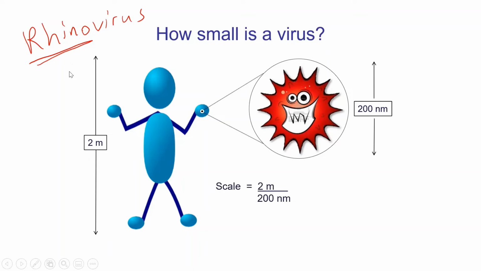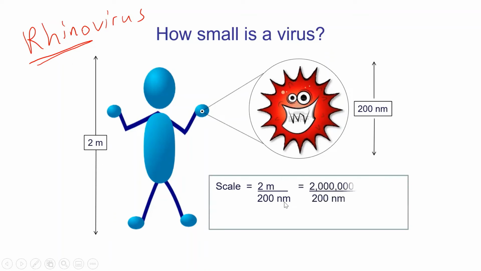So if we do some math, we can see how big this is. 2 meters divided by 200 nanometers. I have to convert meters to nanometers. A nanometer is 1 billionth of a meter, so I multiply 2 times a billion. So 2 billion divided by 200 nanometers is about 10 million times. That number is too big for most of us to count to in a reasonable amount of time. It's very hard to conceive.